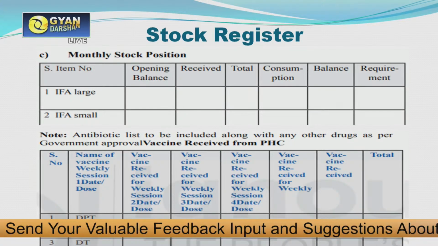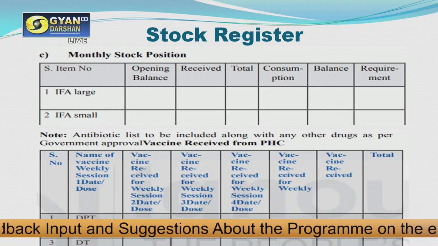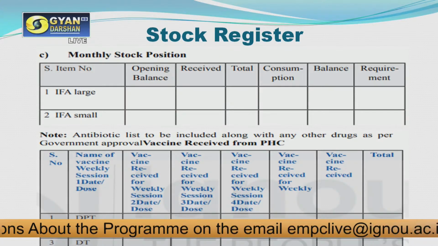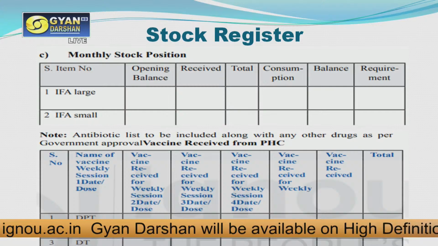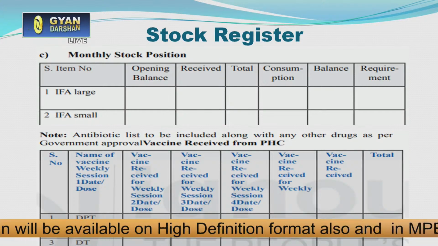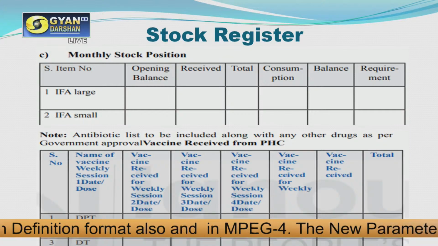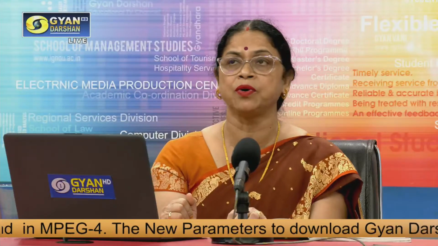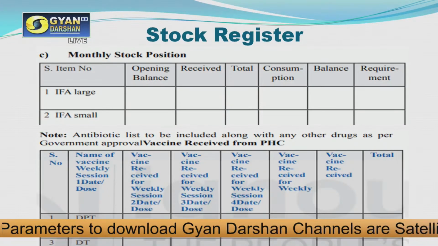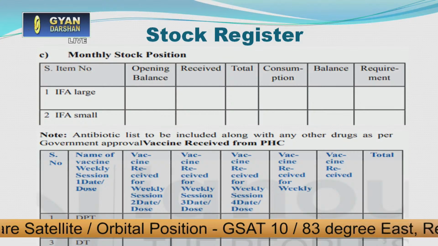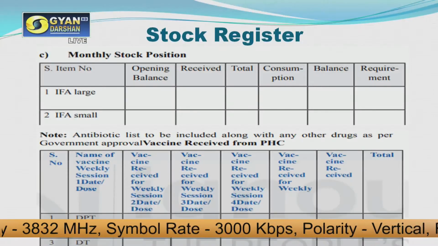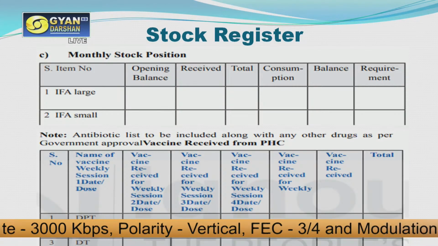In case you have got some injections also, like methylergometrine, or the antispasmodic tablets, mebendazole, syringes, needles, vaccines and vaccine day carriers, as well as the sterilizer or the autoclave. For any item, you have to record the opening balance, what has been received by you, what the total is, what is consumed, what the balance is, and what the further requirement is, etc. Then in case of any antibiotic received, the antibiotic list has to be included along with any other drugs as per the government approval.